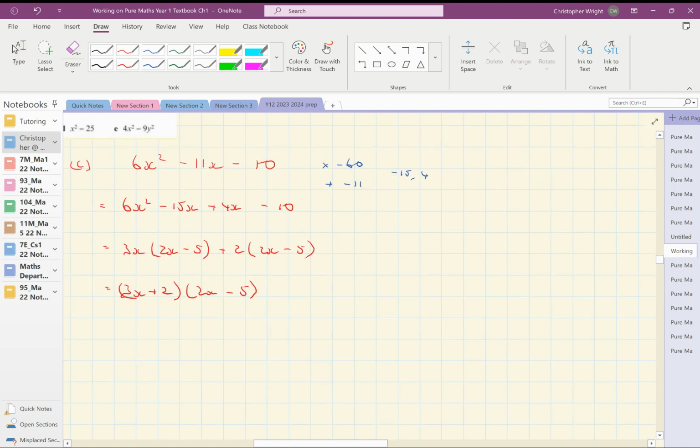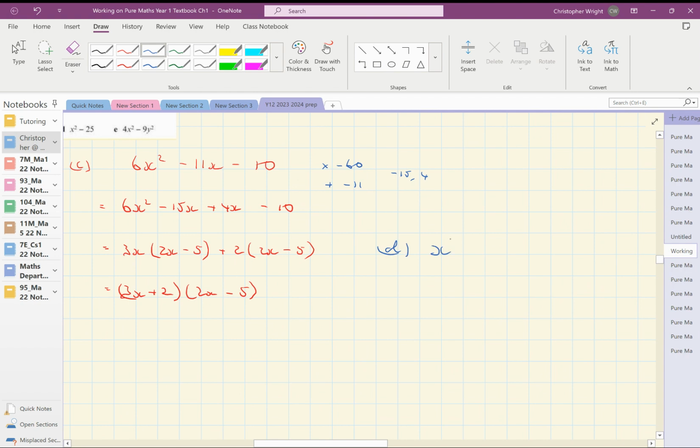Right, D, x squared minus 25. Well, with luck, you recognize this as being the difference between two square numbers, the difference between x squared and 25, the difference between x squared and 5 squared, x squared and 5 squared, plus and minus.